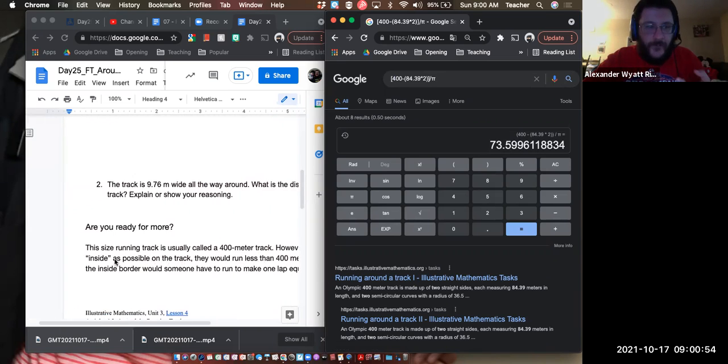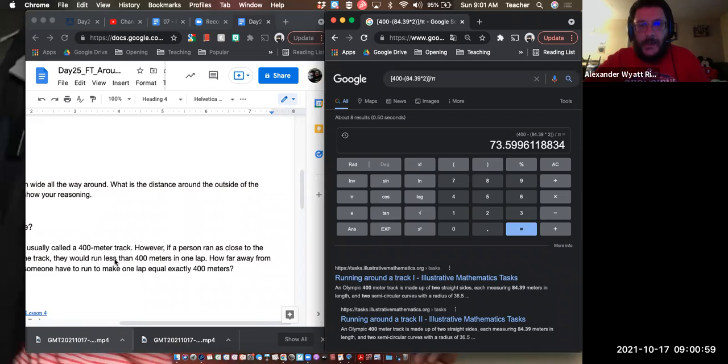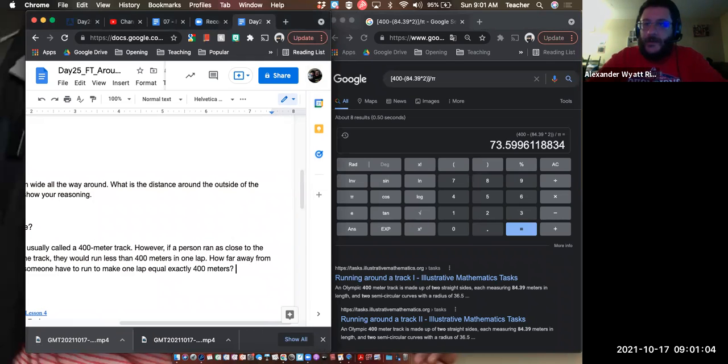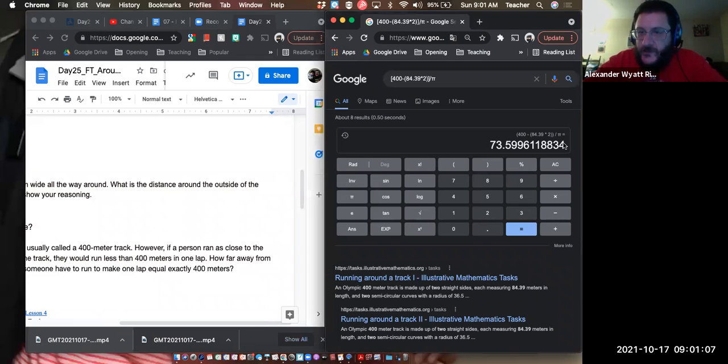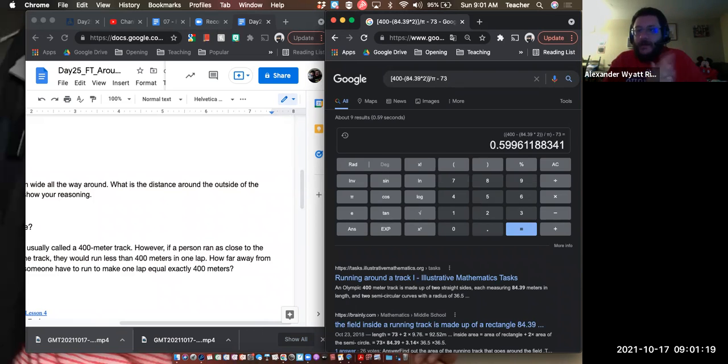So the question is: how far away from the inside border would someone have to run to make one lap equal exactly 400 meters? You take this and subtract 73, and you would get 0.59, about 0.6 meters from the interior of the track, on the inside of the track.